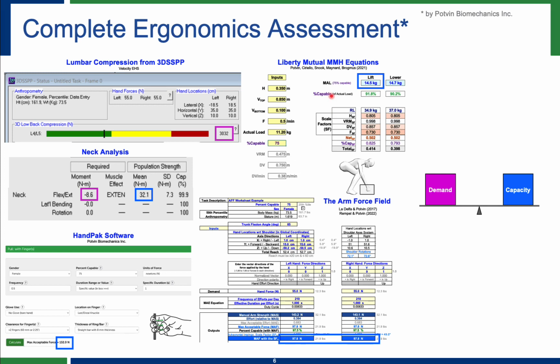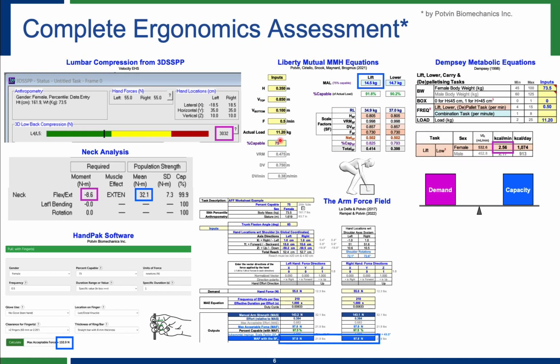You could use the Liberty Mutual manual materials handling equations, which I developed with Ciriello, Snook, Maynard, and Brogmus in 2021. And these are now sort of digital versions of the tables, and also include a lot more research than was originally available in 1991 when that method came out. And they use things like reach and vertical height and frequency and the displacement. You could use the Liberty Mutual Dempsey metabolic equations to look at the metabolic demand here, and then you could compare that to some capacity that you've evaluated.